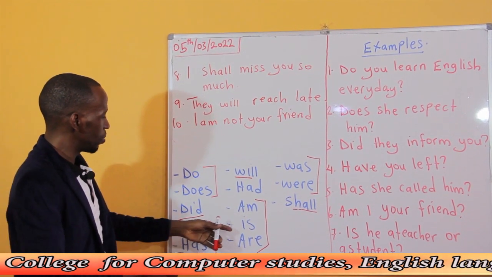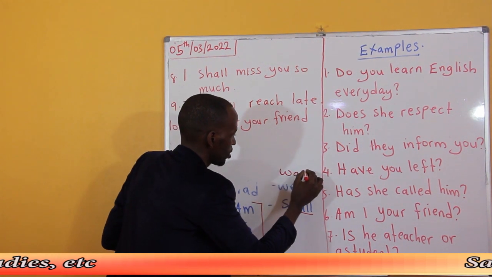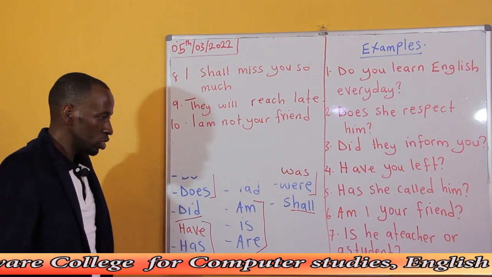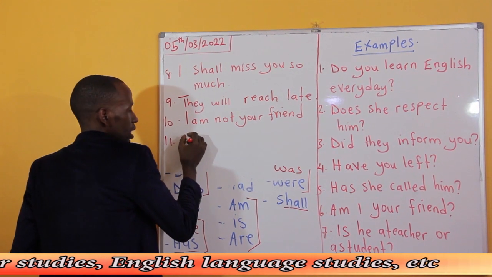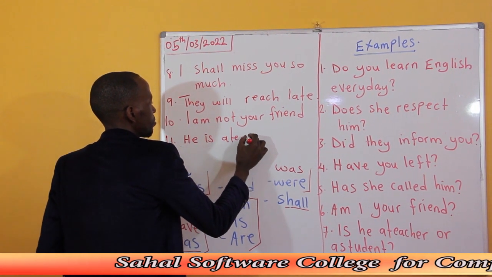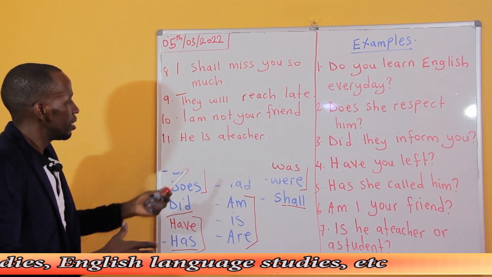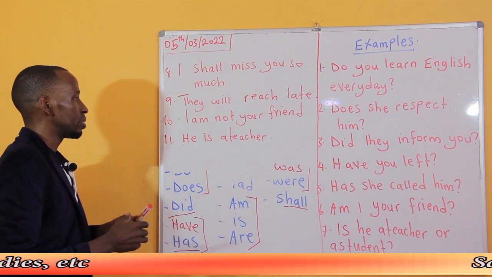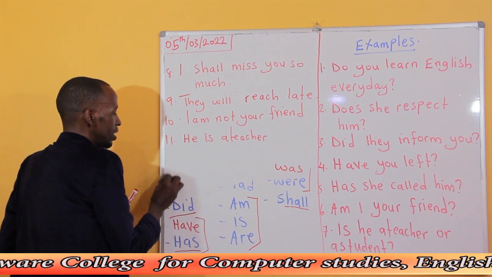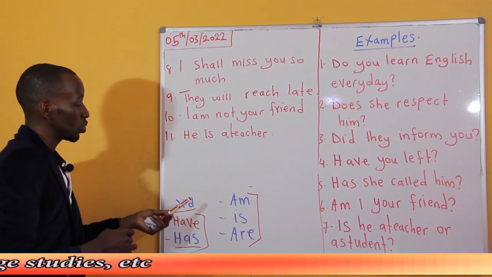Now, if we go on to is, I can make another example. Sorry, we still need this one. Is he a teacher or a student? This is also another fact you want to know. Now, I can say, he is a teacher. This is also another fact. He is a teacher. So that means this is a fact. We say this is verb to be in present simple. Okay? Then are is mainly used to talk about plural.